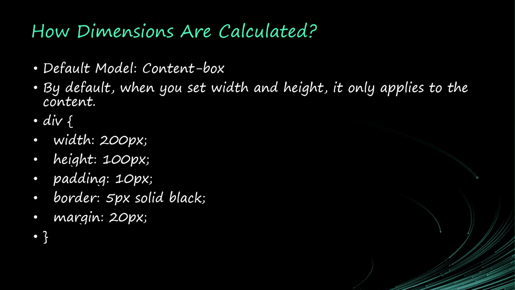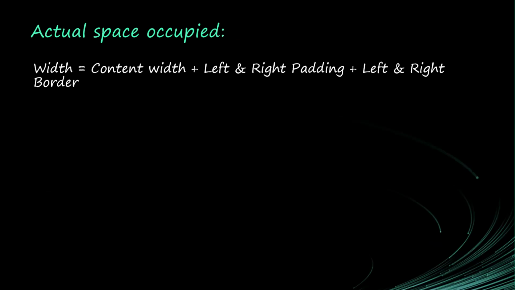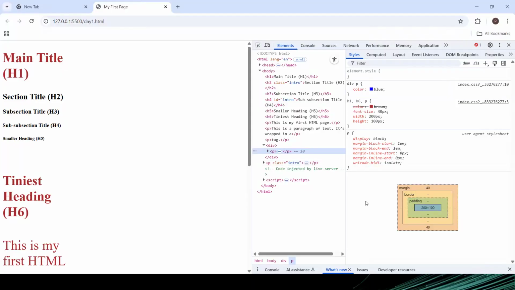But the actual space occupied by the whole element, let me show you, would be the content, the padding, and the border. This would be the actual space occupied by the element. The margin is used to separate between two elements. The actual space occupied is actually all of them, okay?